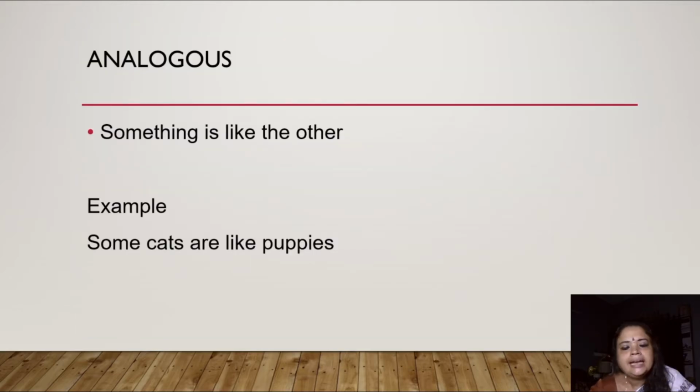There is a third type of reasoning which is called analogous. When we say something is like the other, we call it an analogous type of reasoning. An example is, some cats are like puppies. So this is an analogous type.